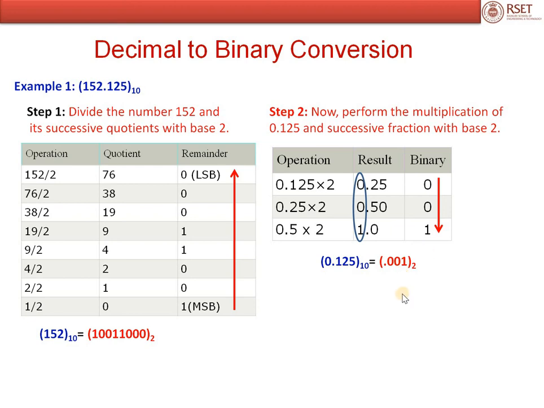So the binary of 152.125 is given by considering these two parts. This is the corresponding conversion from decimal to binary.